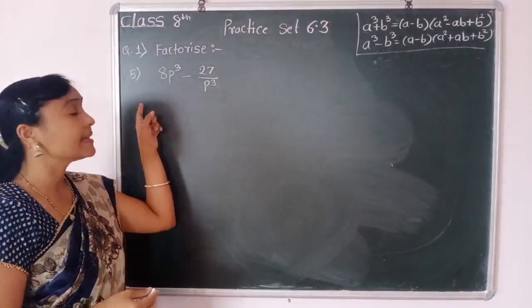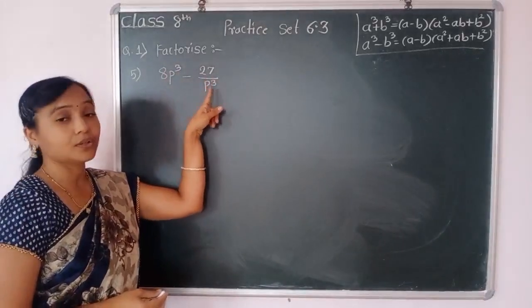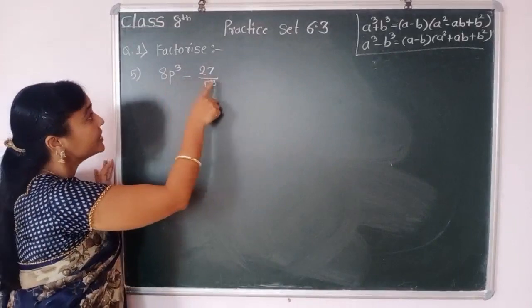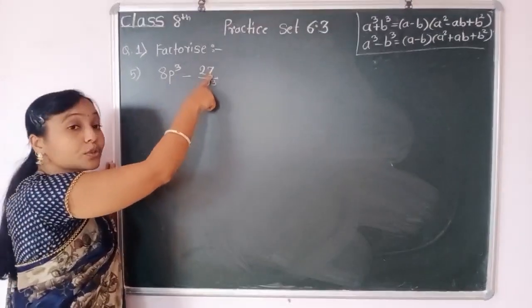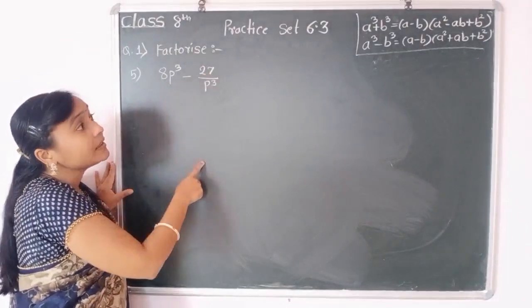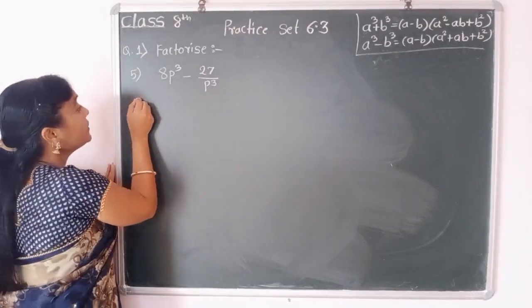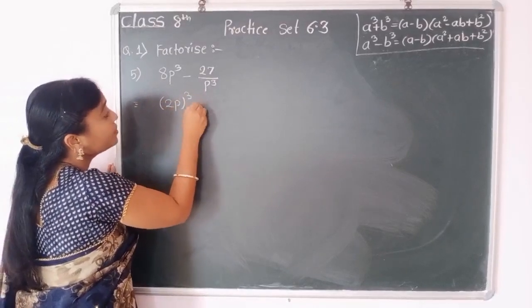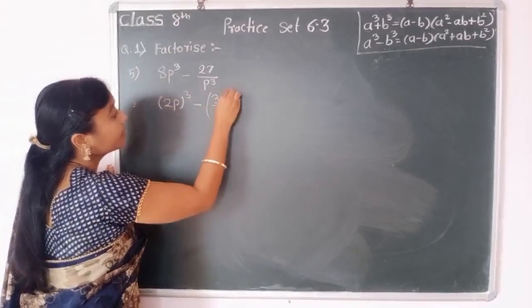Now we see example number 5: 8p cube minus 27 upon p cube. So we observe this 8 and 27. 8 is the cube of 2 and 27 is the cube of 3. So we directly apply the formula a cube minus b cube. First we write down (twice p) whole cube minus (3 upon p) whole cube.